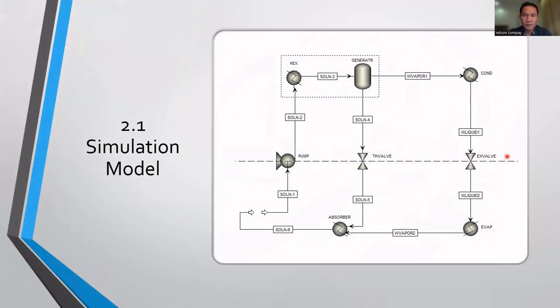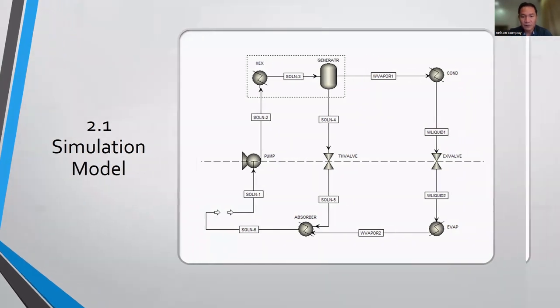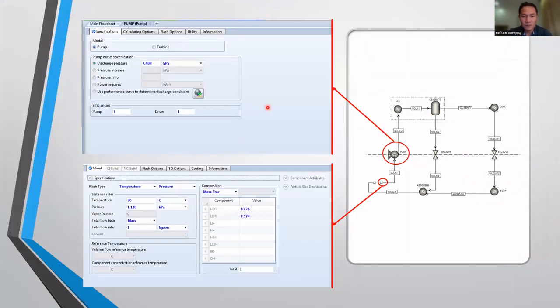Basically, ASPEN software has its own built-in predefined blocks, which we are going to use to create a model for the absorption refrigeration system, the same as in the problem stated earlier. The finished model should look like this. After creating the model, we are now defining all operating parameters for each equipment and stream.